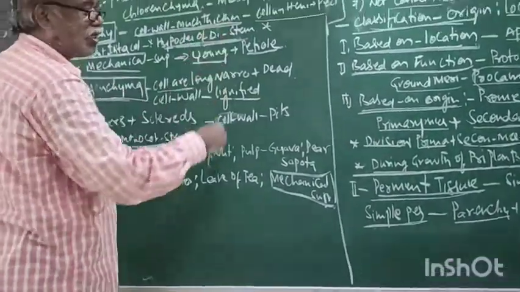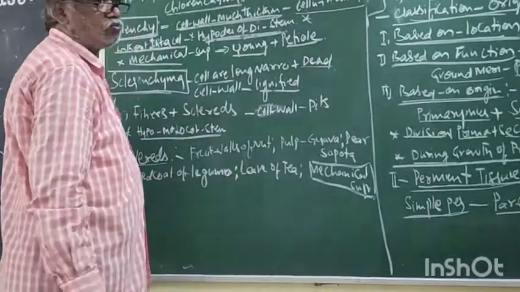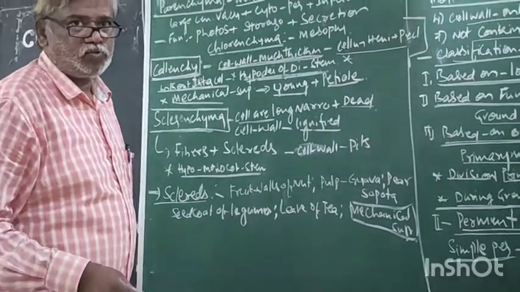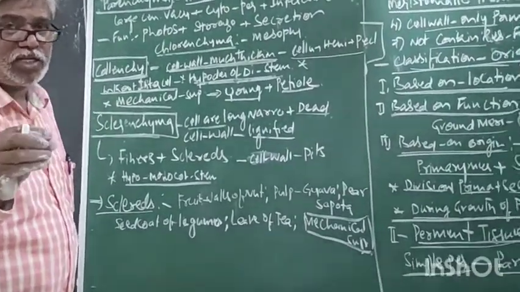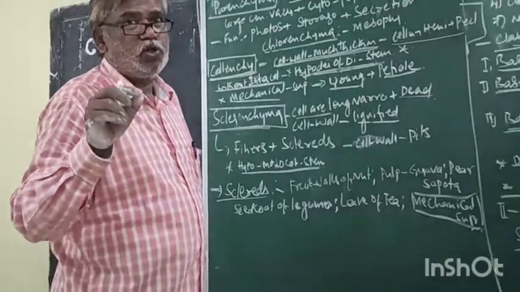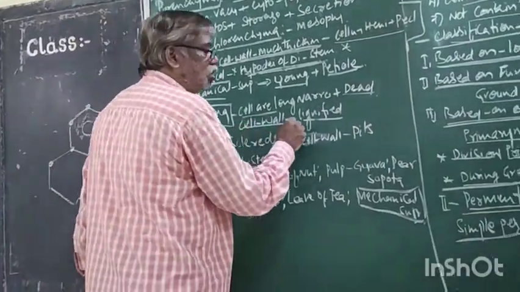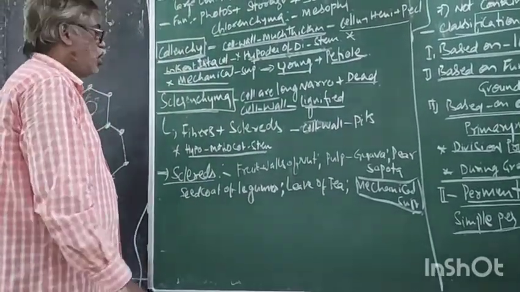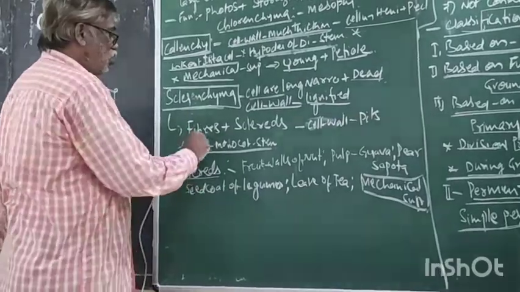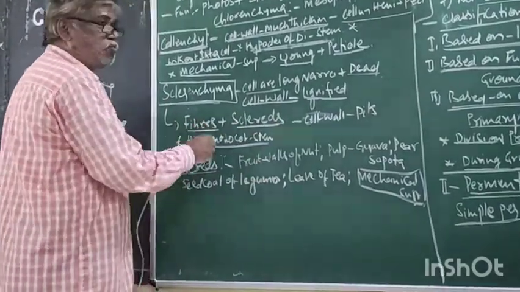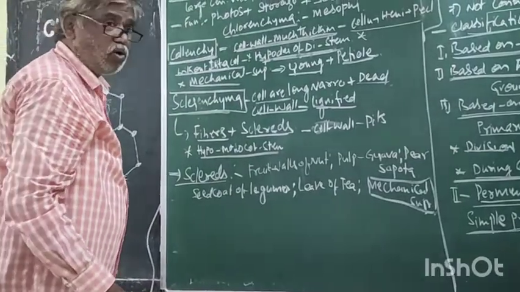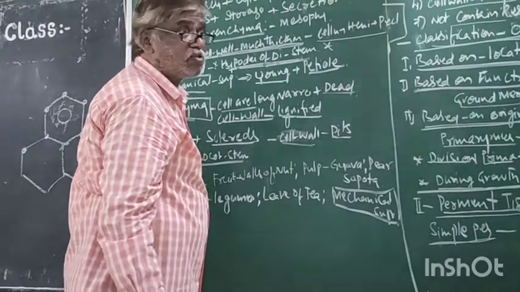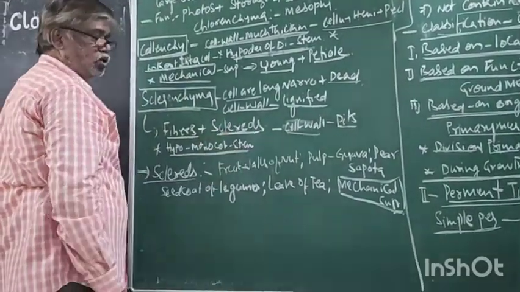Now, sclerenchyma. The cells are long, narrow and dead. That means internally the protoplast, cytoplasm and all cell organelles disappear. The absence of protoplast appears as an empty cavity. The empty cavity is the lumen. The cell wall is lignified. Sclerenchyma is of two types: fibers and sclerites. The fibers are long, elongated and narrow, with a lumen, and also contain pits and plasmodesmata.